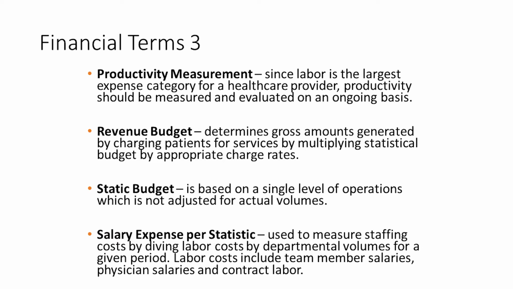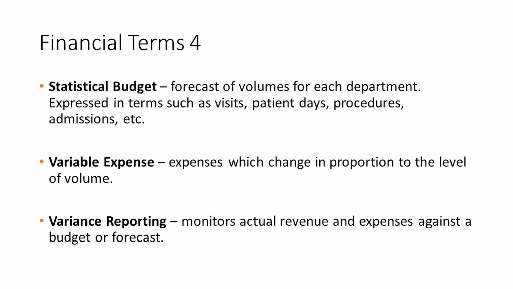A static budget is based on a single level of operations that's not adjusted for actual volumes. And the salary expense per statistic is staffing cost measured by dividing labor cost by departmental volumes. Labor costs include team member salaries, physician salaries, and contract labor. It does not include benefits.